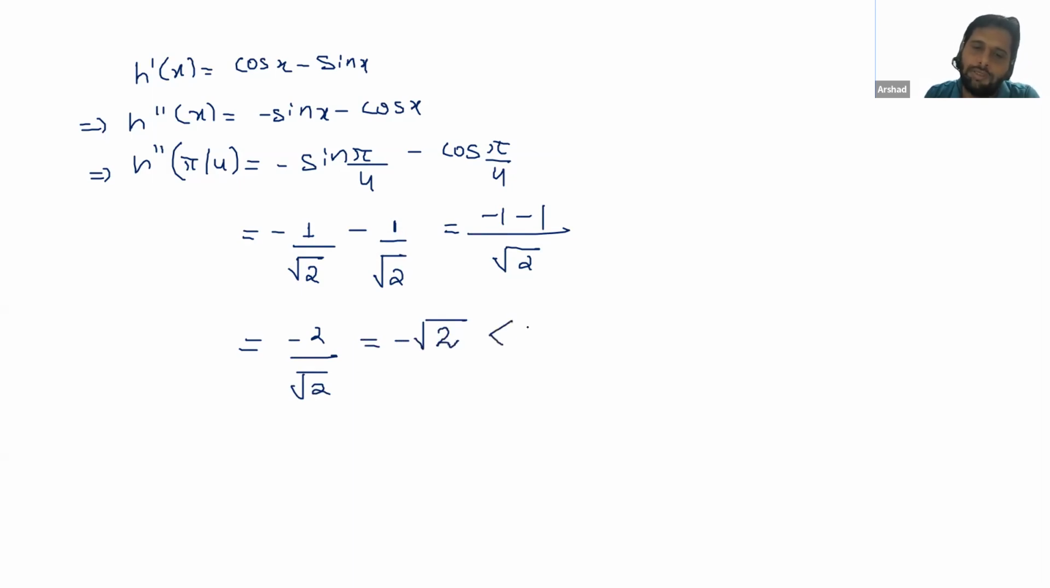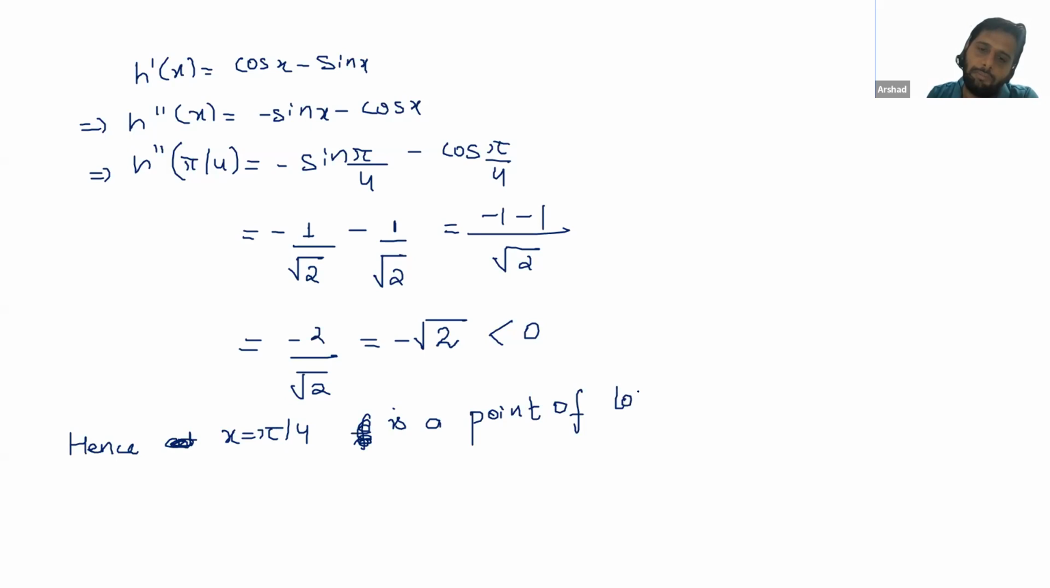So this means less than 0. Hence, x is equal to pi by 4 is a point of local maxima. Now tell me further, at which step did you make the mistake?